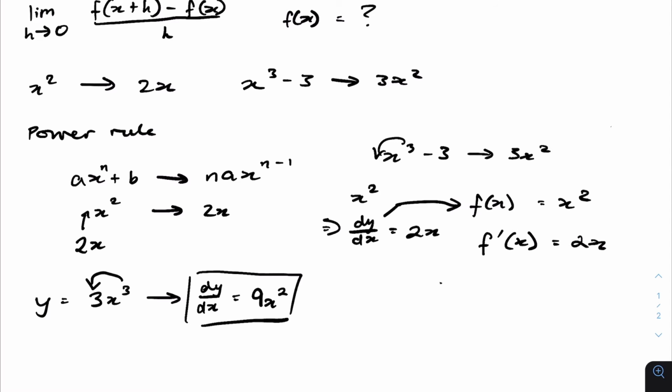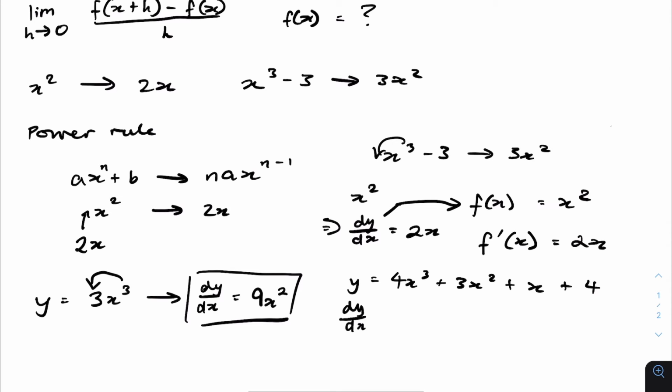Let's do one more problem. All right, let's say we have y equals 4x cubed plus 3x squared plus x plus 4, and we have to find dy over dx. Pause the video if you want to find it out by yourself. If not, let's proceed. Let's start with the first term. We have to do each term individually when they're not multiplied by each other, because they're just added. If it's just subtracted, you also do the same thing as we're doing right now.